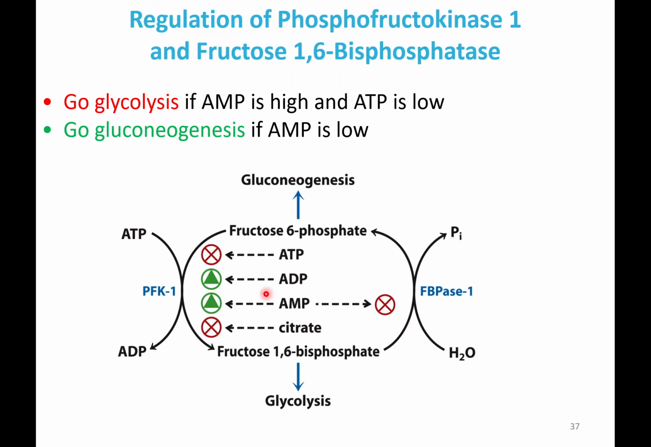So that, in a nutshell, is how these are regulated. PFK is the enzyme for glycolysis, right? ATP inhibits it, ADP and AMP turn it on, and also citrate inhibits it. And then you can think of AMP as turning off the gluconeogenic enzyme.